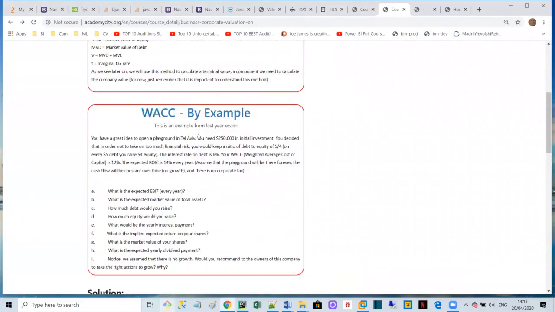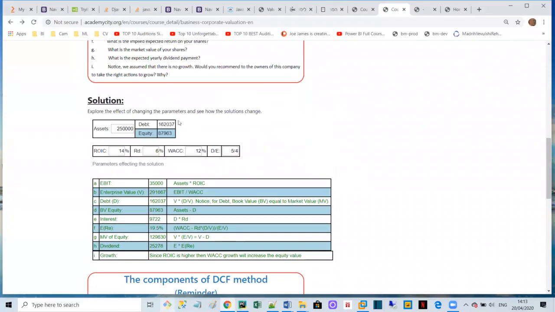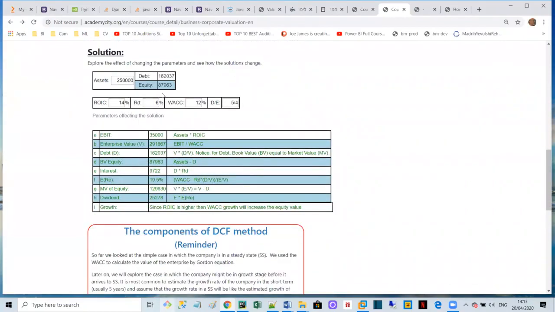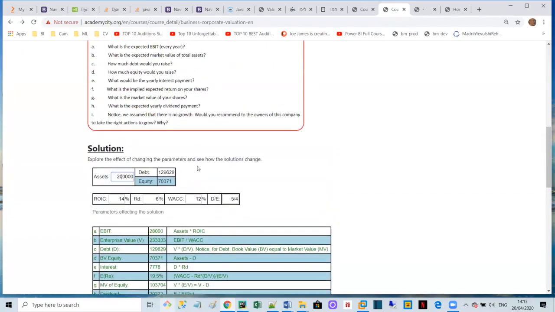Yeah, this is, for example, a question from a previous year's exam. I provide you with the solution, but not only that, you can change the parameters of the question and automatically get the right answer. For example, if I assume that the total asset is not 250,000, it's only 200, you change the number here, and the whole solution changes automatically. This replaces the Excel, and you don't have to go to another place. It's embedded right inside your material.